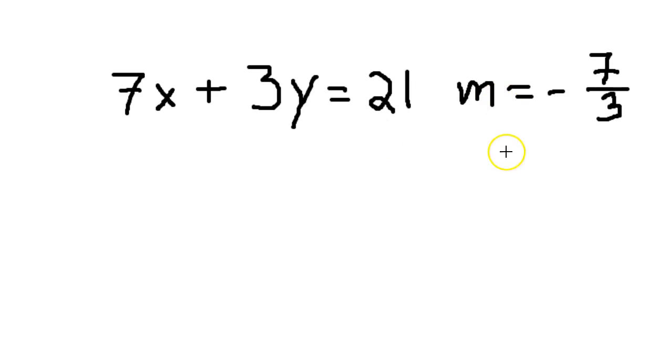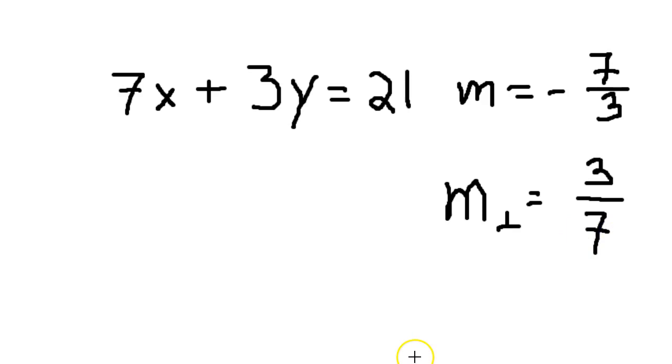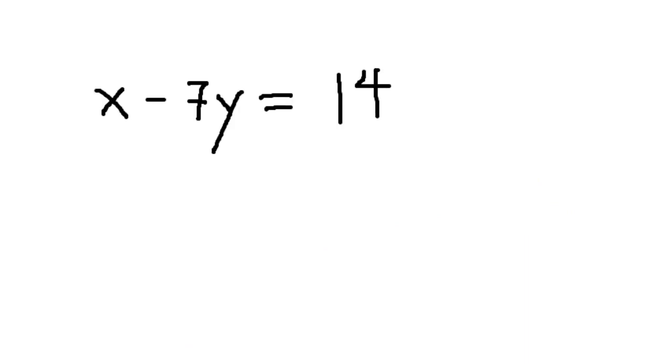And so we're looking for the slope of the perpendicular line. Since the original slope is negative, the slope of the perpendicular will be positive. And then we take the reciprocal, so we put the 3 in the numerator and the 7 in the denominator. So the slope of any line that's perpendicular to 7x plus 3y equals 21 will be positive 3/7.